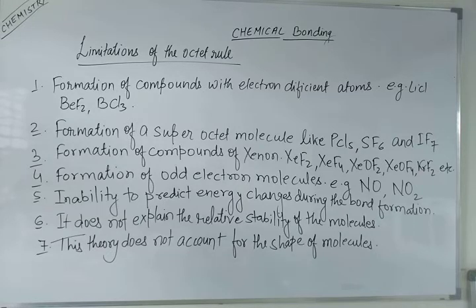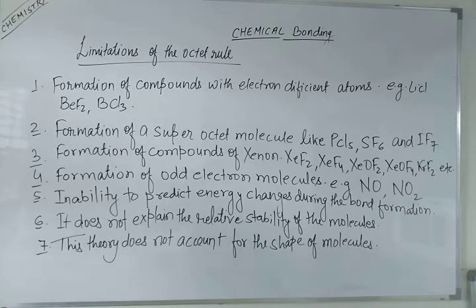So you can see on the basis of the octet rule, the elements of group 1, 2 and 3 should not form covalent bonds because they have less than 4 electrons in their valence shell. Remember this one: if they have less than 4 electrons in their valence shell, then they should form only and only ionic bonds. But here they are forming covalent bonds. So that was the first limitation, the formation of compounds with the electron deficient atoms.